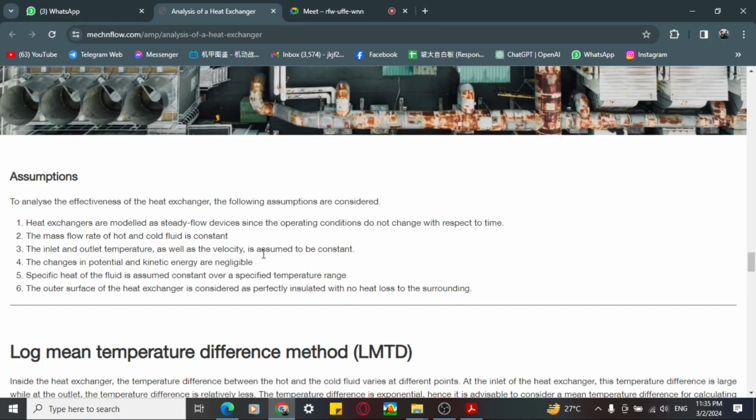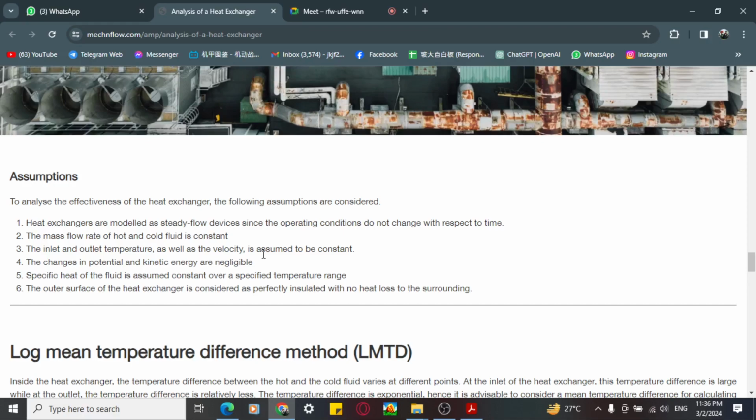Okay, so yeah, that's it. Specific heat of the fluid is assumed constant over a specific temperature range, which means it is already given and we no need to care about it. The outer surface of the heat exchanger is considered as perfectly insulated with no heat loss to the surrounding. This is the reason why when you do your experiment on the heat exchanger, no matter the shell and tube or the plate heat exchanger, there is a difference when you compare it with your theoretical result. Because in real life, they are not insulated perfectly. Even though they say insulated perfectly, they still have heat loss.